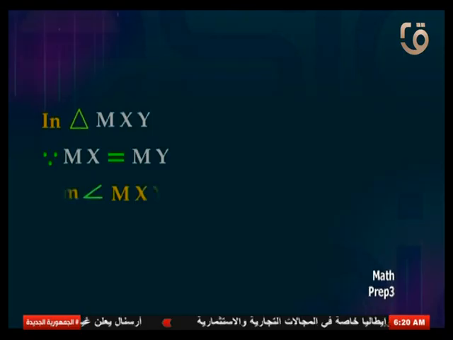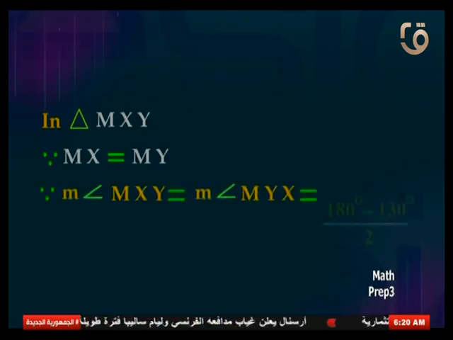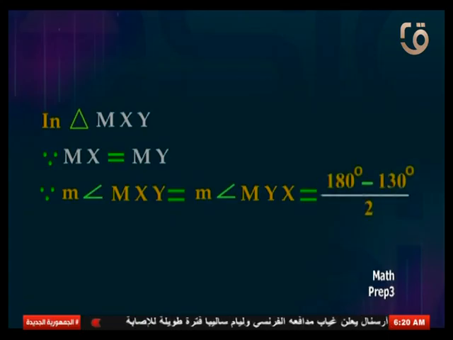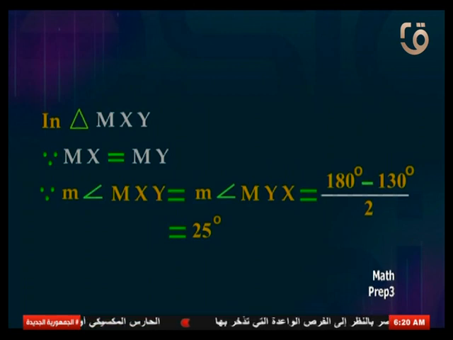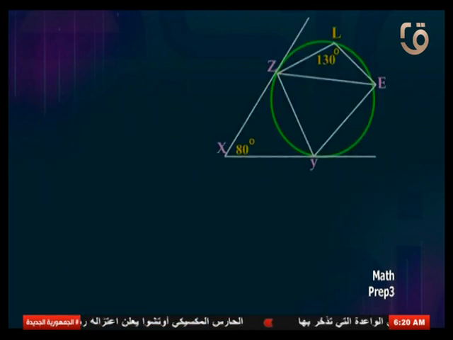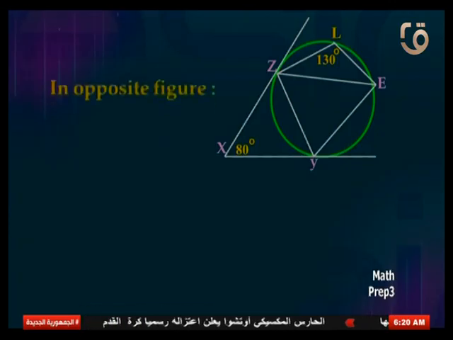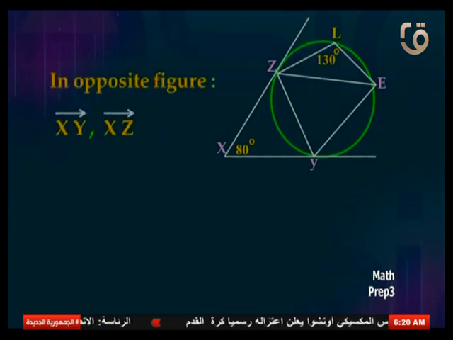Then measure angle MXY equals measure angle MYX equals 180 minus 130 divided by 2 to obtain a result as 25 degrees. And in this case, we can say that measure angle MXY is going to be 25 degrees. In the figure opposite, XY and XZ are two tangents to the circle at Y and Z.